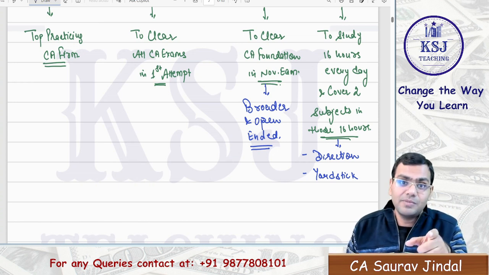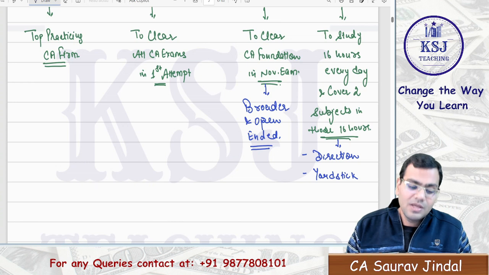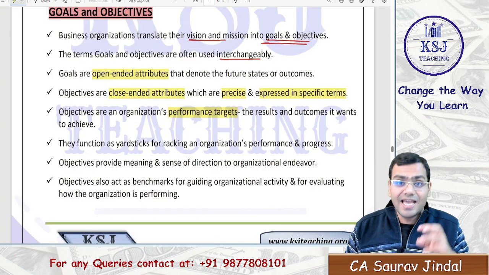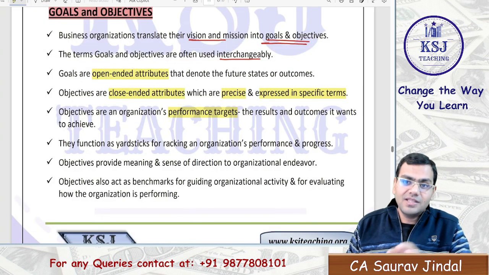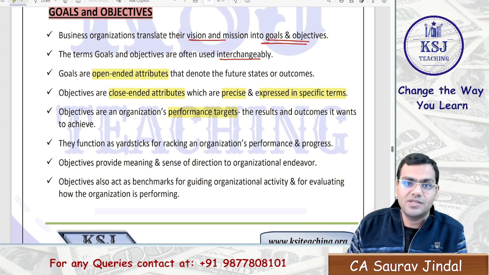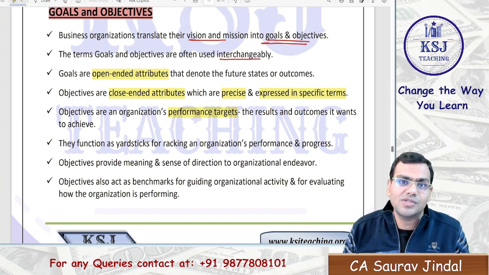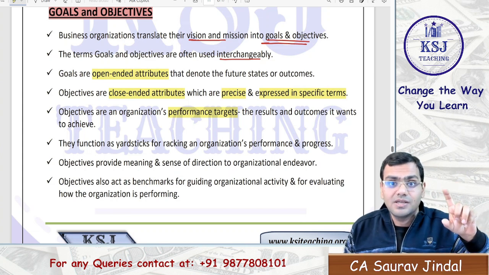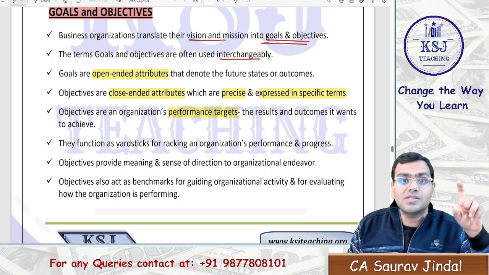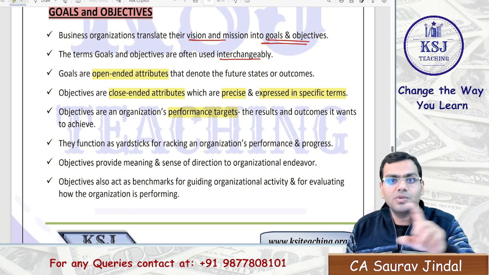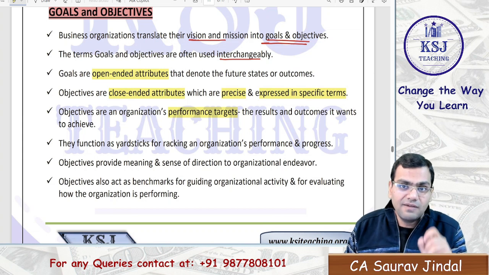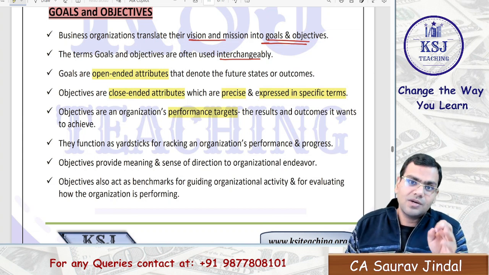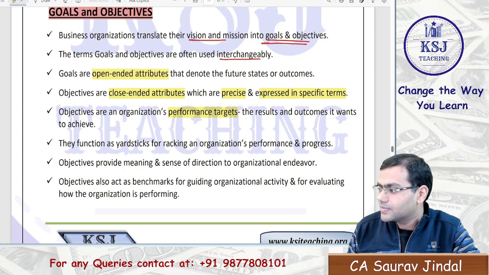This is the performance target, and with this you are going to compare your actual performance with the standard performance. We studied variance analysis or standard costing. There also, what are we doing? We are setting the standards, right? We are setting certain objectives. Objectives serve as the standards. Then we compare those standards with the actuals, to see whether the things are going as per the planning or not. Clear?